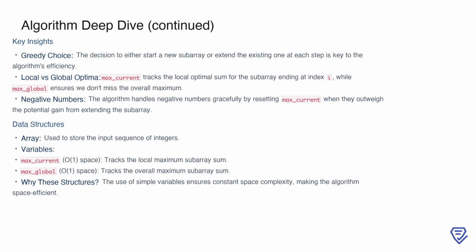If extending a subarray results in a negative max_current, it resets to the current element, discarding any subarray that would decrease the sum. This design ensures that the algorithm remains efficient and accurate for any combination of positive, negative, or zero values. By using simple variables like max_current and max_global, we achieve constant space complexity, making this approach not only fast but also space efficient.